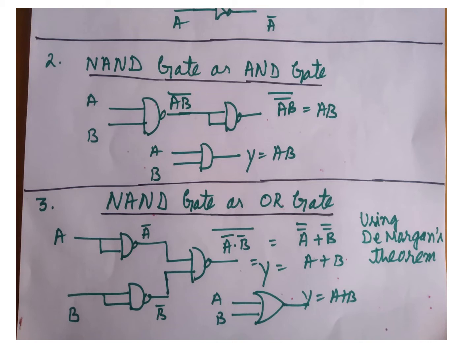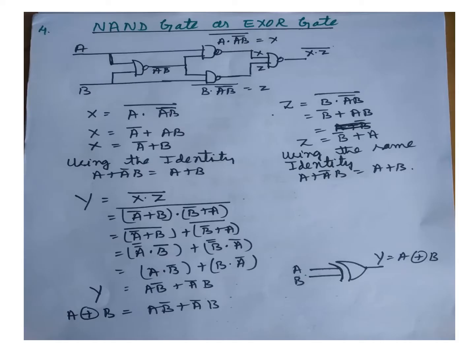Using De Morgan's theorem, complement of the product is equal to sum of their complements. So we have A double complement plus B double complement, which is nothing but the variables themselves. So we have y is equal to A plus B. The symbol for OR operation is shown here. A and B are the inputs. Y is equal to A plus B is the output of the OR gate. So the same thing we have obtained using NAND gate. So OR operation is realized using the NAND gates.